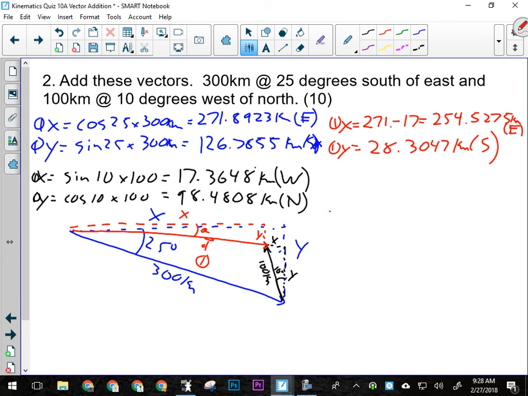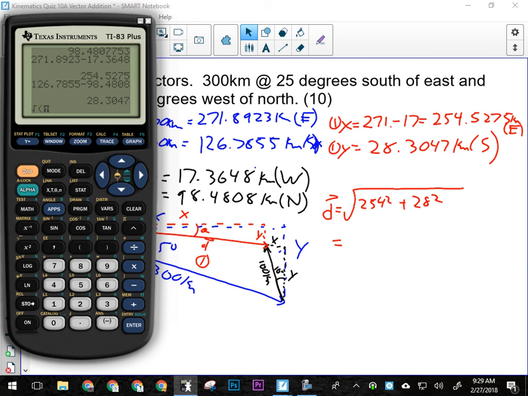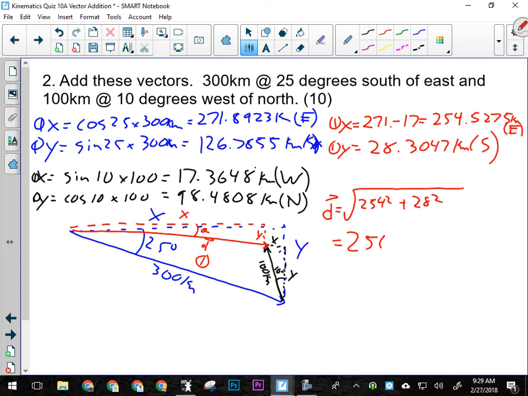All right, next thing we've got to do is find our overall displacement. That's going to be Pythagorean theorem. So that'll be 254 squared plus 28 squared. Obviously again using more decimals than that. All right, so my overall displacement is going to be 256.096 kilometers. One mark for that.